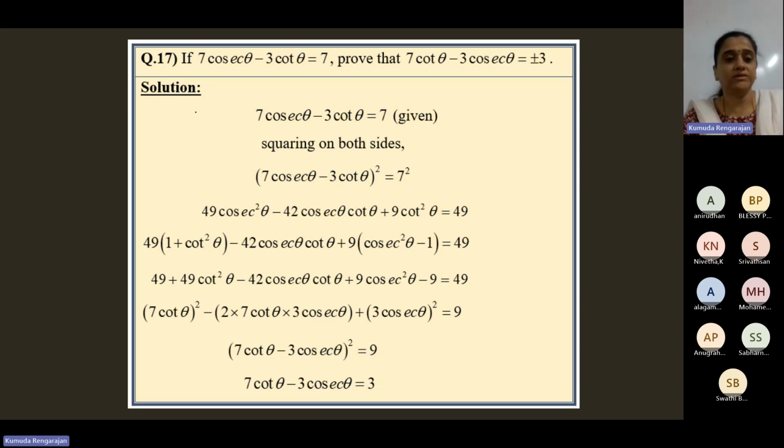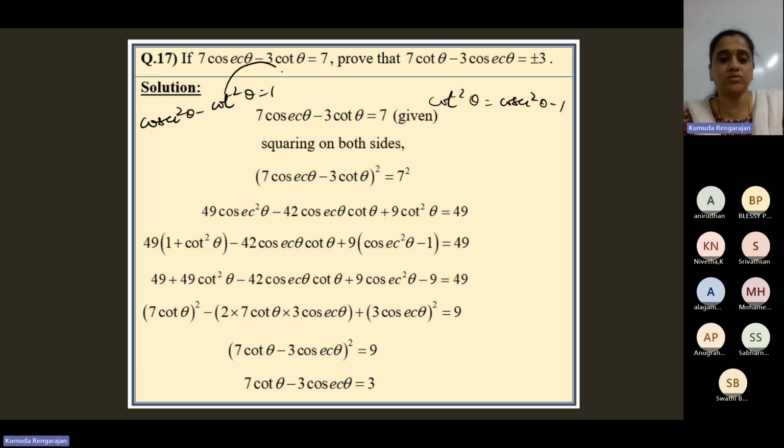So what's the identity? Cosecant square theta minus cot square theta is equal to 1, right? So where you have cosecant square theta, you're going to use 1 plus cot square theta. And where you have cot square theta, you must use cosecant square theta minus 1 when you transpose. Cot square theta is equal to cosecant square theta minus 1. Cosecant square theta minus cot square theta is 1. So cosecant square theta is 1 plus cot square theta. Cot square theta is cosecant square theta minus 1. So replace and then open the brackets.